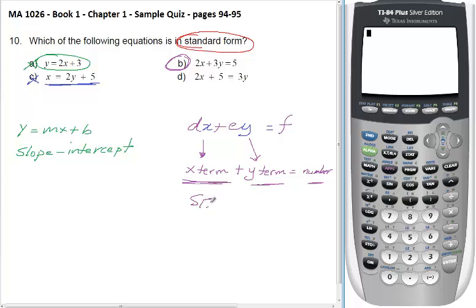Okay, and we refer to that as standard form in this textbook. It varies slightly in other textbooks, but for our purposes, that is standard form right here. Okay, so the answer is B.